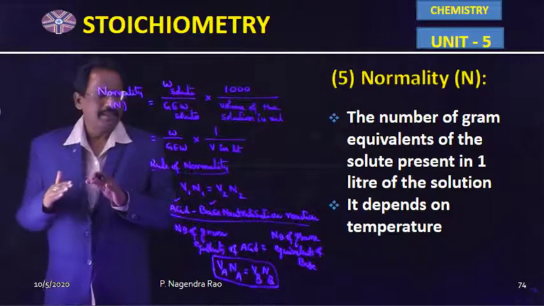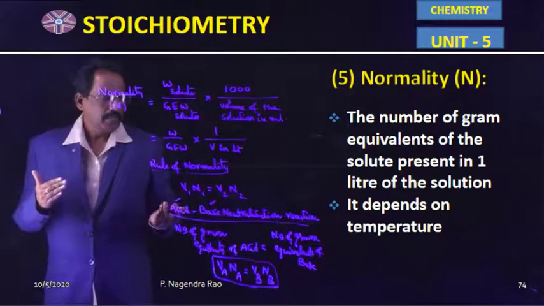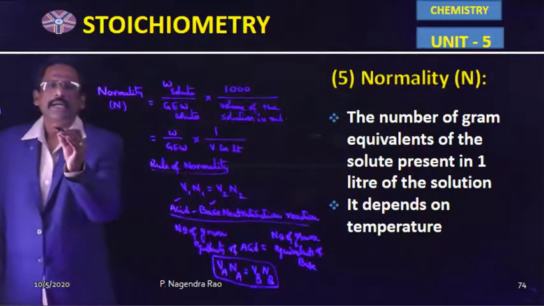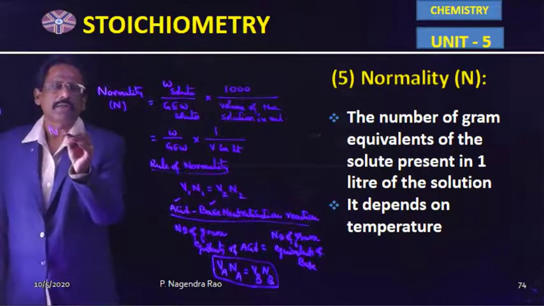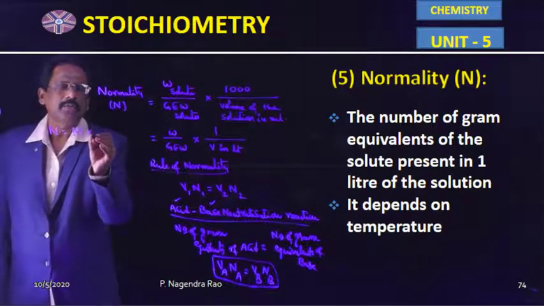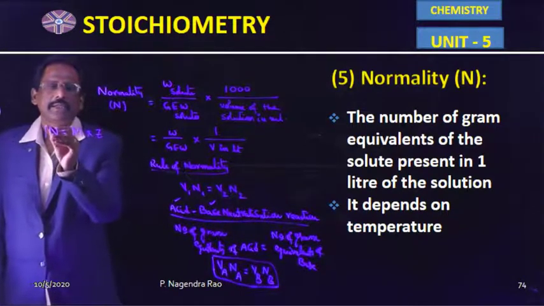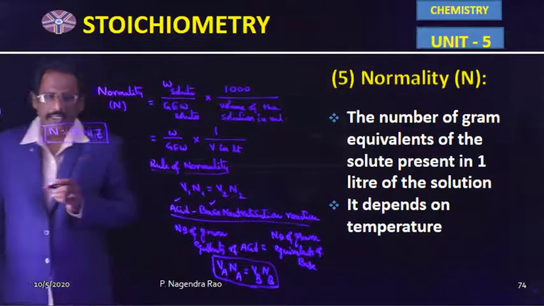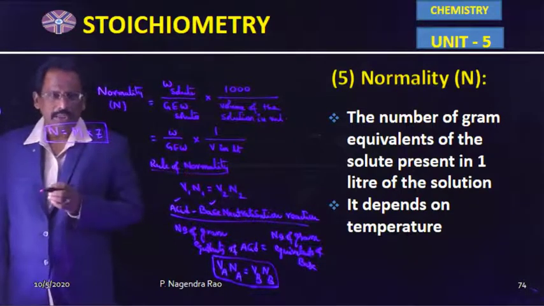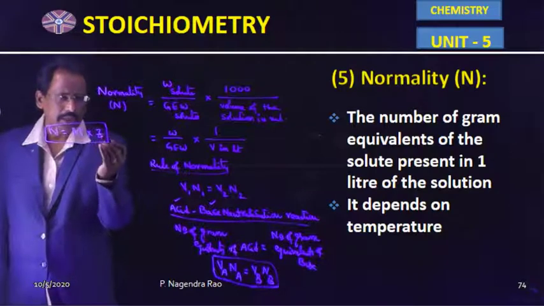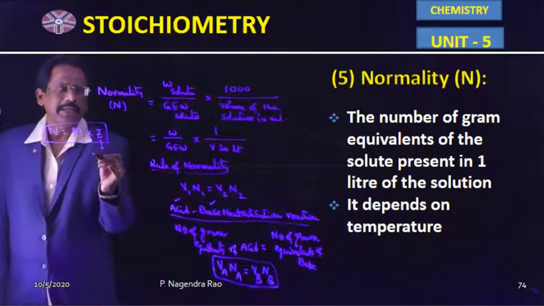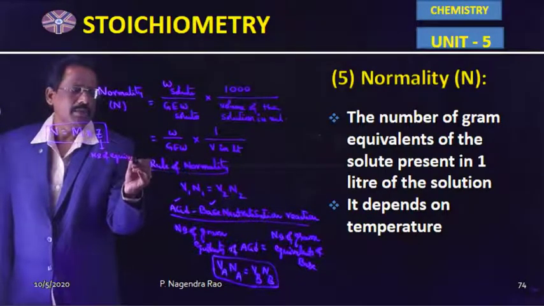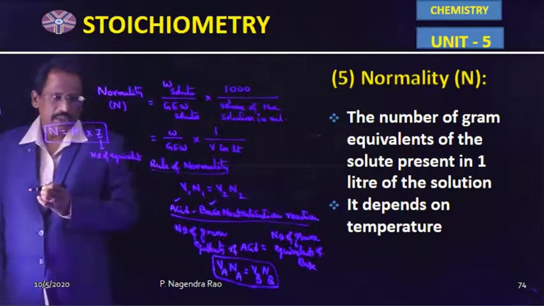So when an acid and base react together, VA NA is equal to VB NB. That means normality of any solution is equal to molarity into capital Z. This is the relationship between normality and molarity. Normality of any solution is equal to molarity of that solution into Z, where Z indicates number of equivalents.